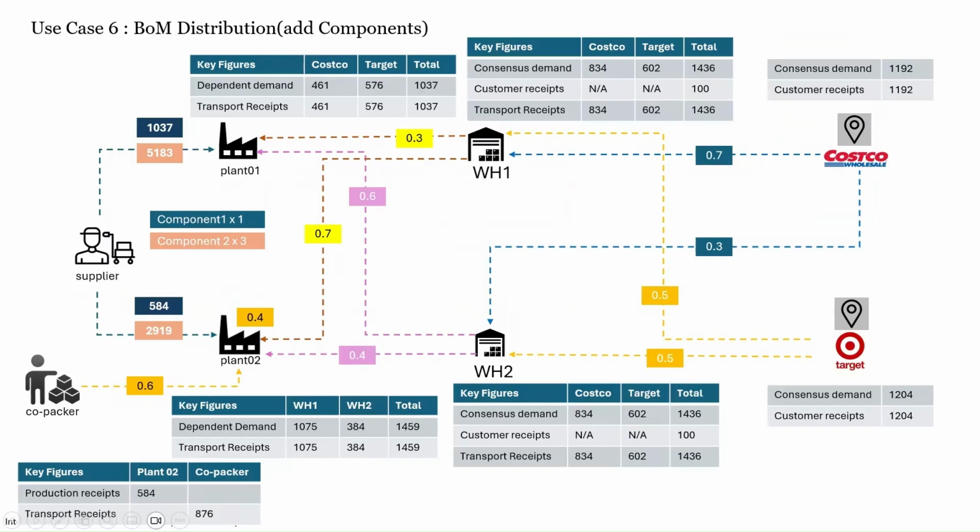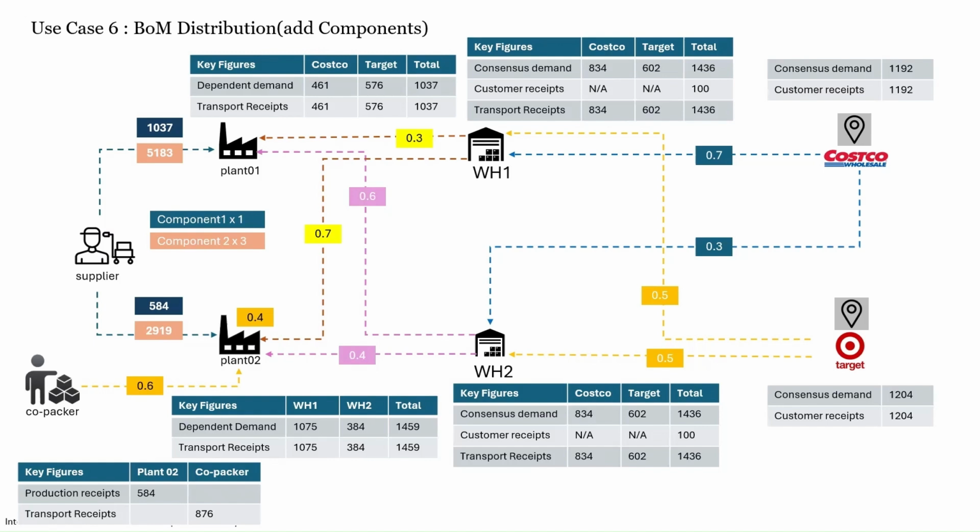So what we see over here in this use case is that there are two customers. One is Costco and one is Target. Warehouse one and warehouse two are fulfilling the demand of these two customers. And there is a fulfillment ratio from each of these warehouses to the customers. Target is getting an equal distribution from warehouse one and two, whereas 30% of the demand of Costco is met from warehouse two and 70% from warehouse one.